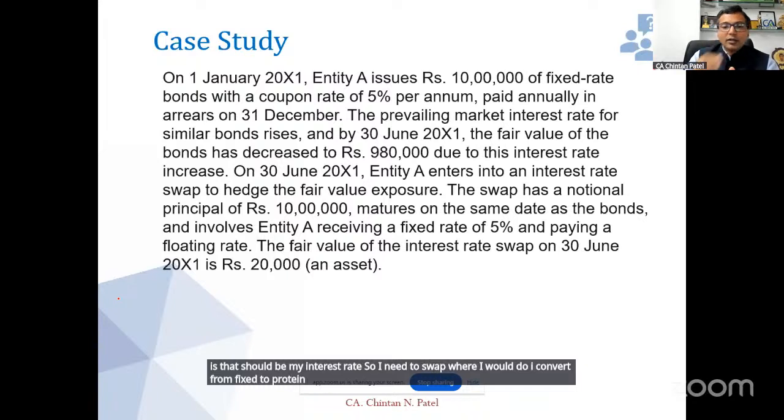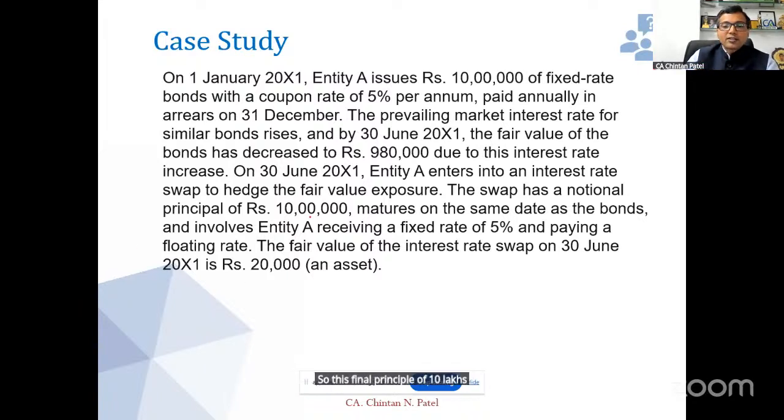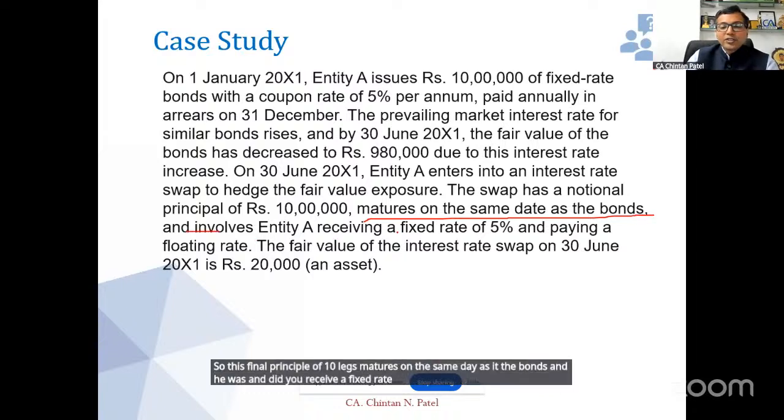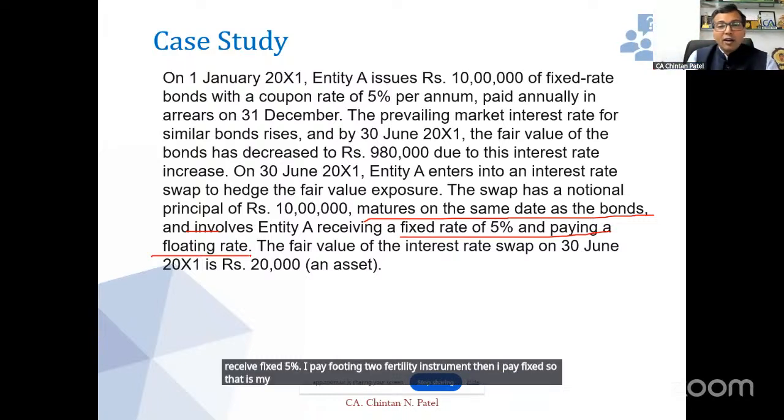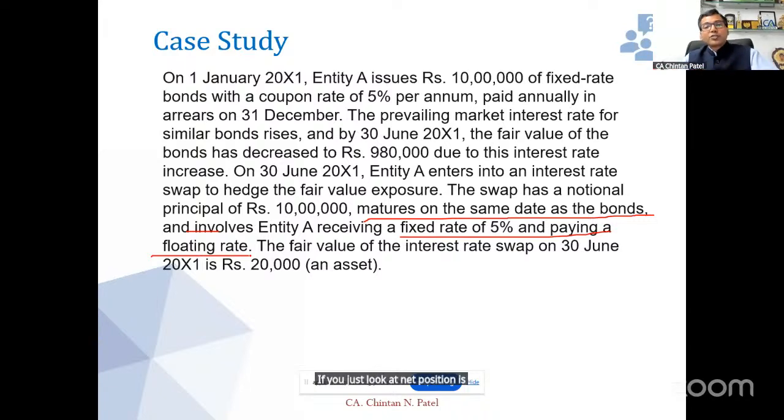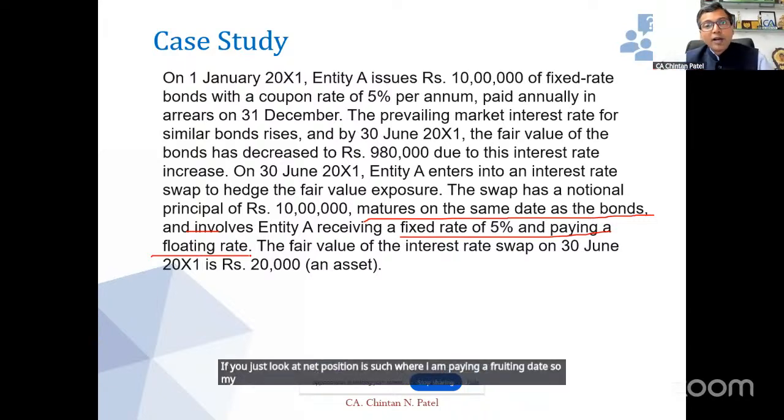So the swap has a notional principal of 10 lakhs, matures on the same day as the bonds, and involves the entity receiving a fixed rate of 5% and paying a floating rate. So I receive fixed 5%, I pay floating, and for the bonds I pay fixed. If you just look at the net position, I am paying a floating rate. So my liability risk has been reduced, changed from fixed to floating, and the fair value of the IRS on 30th June is 20,000 as an asset.